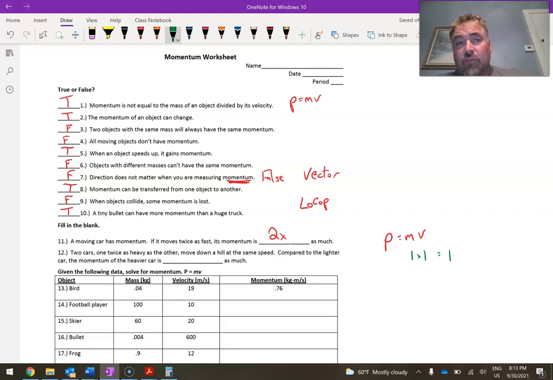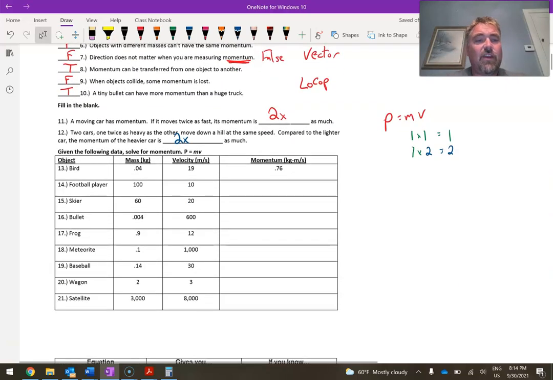Then, if it moves twice as fast, the mass stays the same at 1, but now our velocity goes to 2. That will give us a momentum of 2, so it's going to have to go 2 times. Now, number 12: two cars, one twice as heavy as the other, move down the hill at the same speed. Compared to the lighter car, the momentum of the heavier car is also going to be 2 times as much, because this one has double the mass at the same velocity.